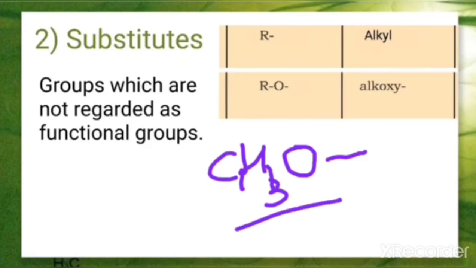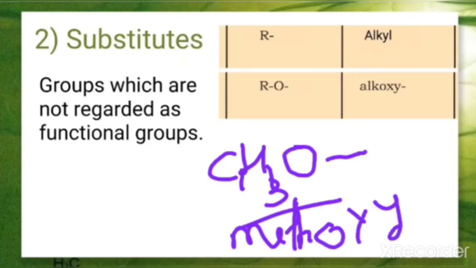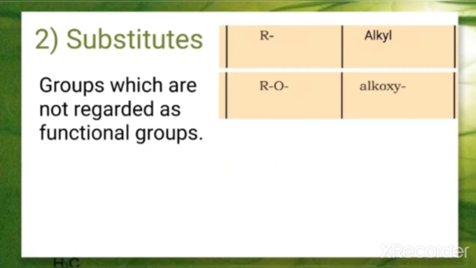So CH3O. What is CH3? As we have learned, CH3 is a methyl group. So the methyl group and one oxygen is called methoxy. So the name we give for CH3O is methoxy.